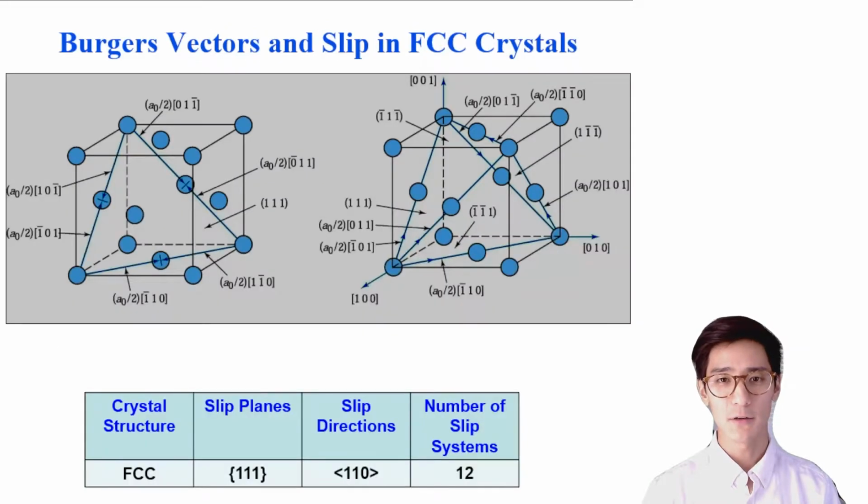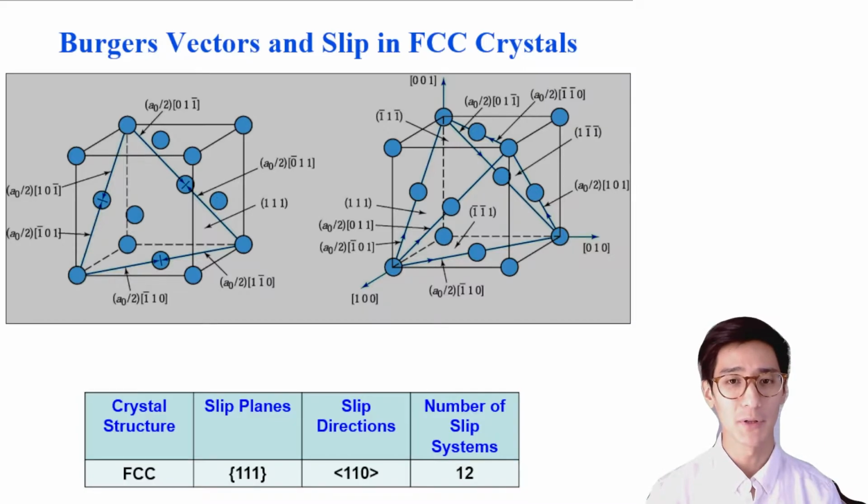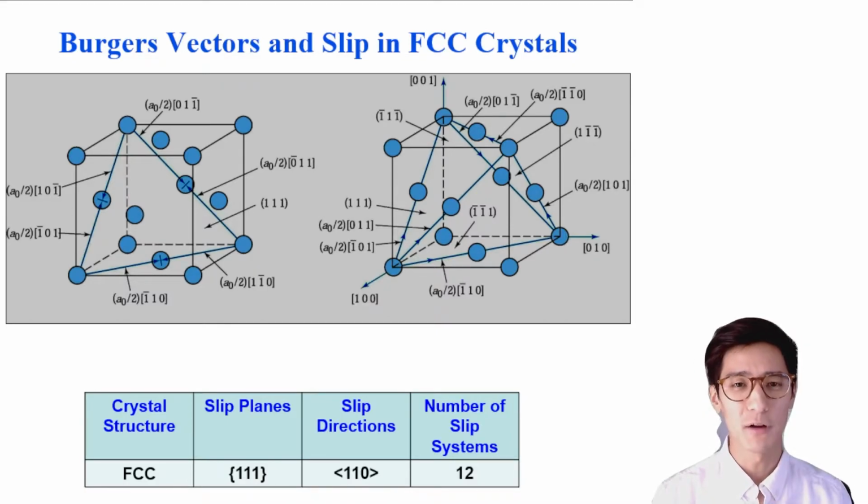This next slide shows slip systems in an FCC crystal. This looks complicated at first, but it's just important to remember that all these slip systems are symmetrical. They occur on 1-1-1 slip planes and 1-1-0 slip directions, for a total of 12 slip systems. The symmetry of these slip systems is perhaps more easily shown in a 3D model.